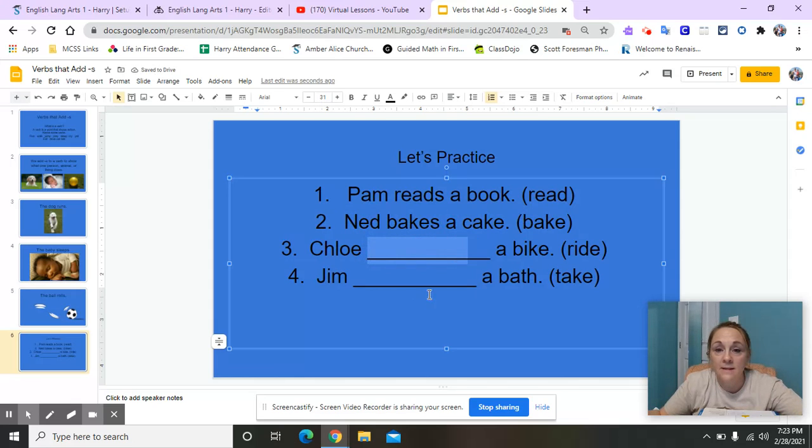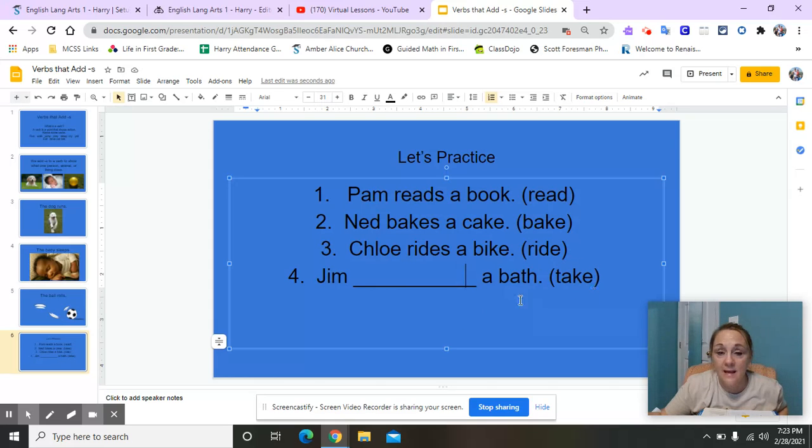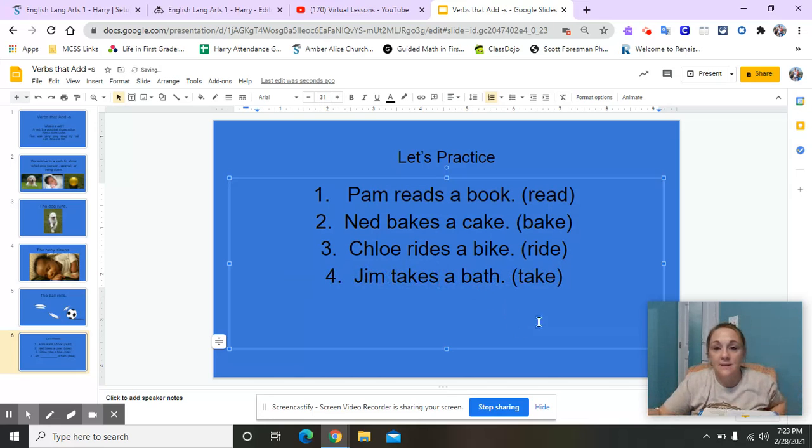Okay. Sentence number 3 says Chloe, and my verb is ride. Chloe ride a bike. There's only one noun. So we have to add S to our verb. So we would say that Chloe rides a bike. And then number 4, Jim, and our verb is take a bath. Jim take a bath? No, add S to that verb. Jim takes a bath.